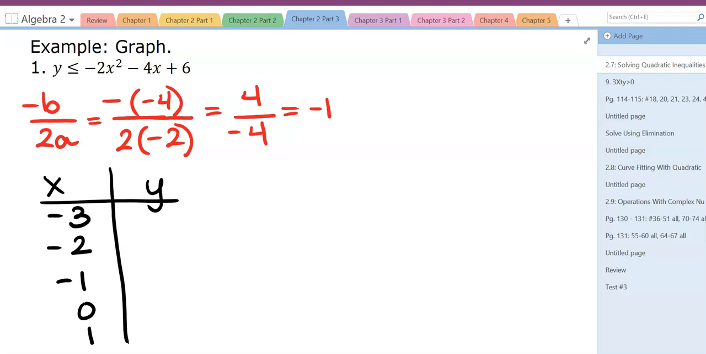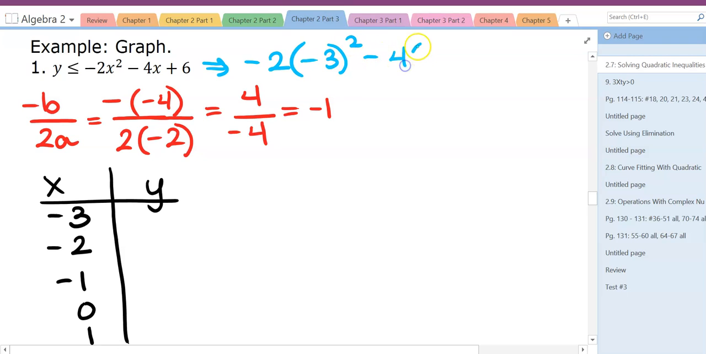So if you're typing this in manually, here's an example of what it should look like. Negative 2, parentheses, negative 3 squared, minus 4, parentheses, negative 3 plus 6. So all the numbers in the parentheses are what's changing. So then you would replace it with a negative 2, with a negative 1, a 0, and a 1. Negative 1 would be a good starting point.